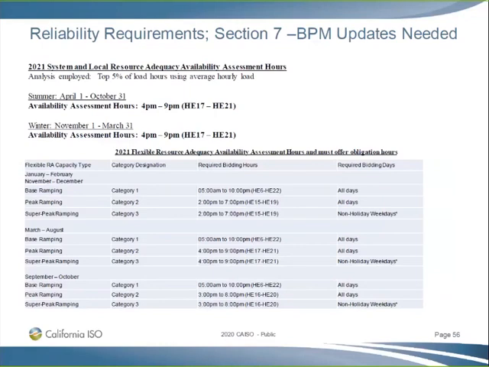And then this bottom chart here shows for flexible RA, the AAH and must offer obligation hours that Hong discussed for each category, and the types of days, what those hours are. You can see the hours he discussed here for the different categories and what those hours are for each of the months.